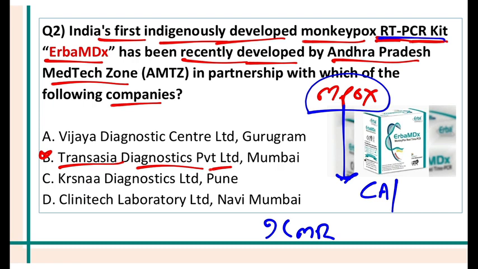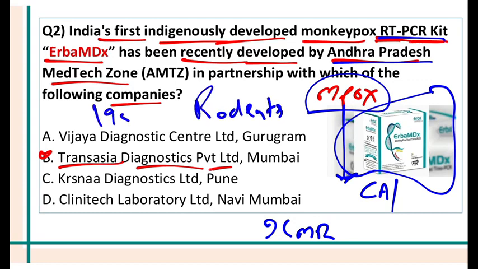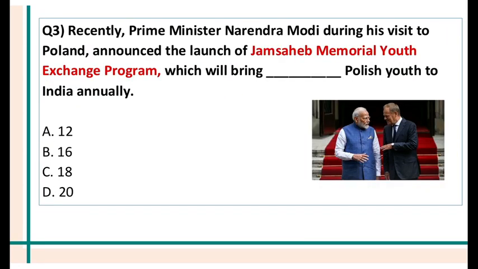RT-PCR kit means what? Just like in COVID we saw, it is used for establishing whether you have Mpox or not. So it is an innovative product, and it has high sensitivity and ease of use. So Erba MDX kit is cost effective. It is not very costly, and Trans Asia has developed it in partnership with the Andhra Pradesh MedTech Zone. So do buy the kit and see if you have symptoms, whether you are Mpox positive or not. So mainly in Central and West Africa it is found, and it is spread through what? It is spread through rodents like rats, etc. It was first discovered in monkeys in 1958.